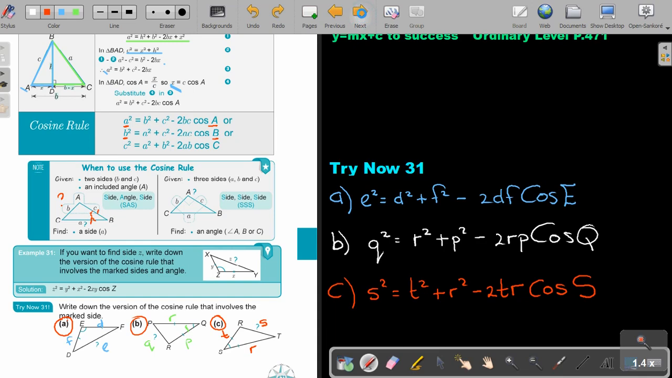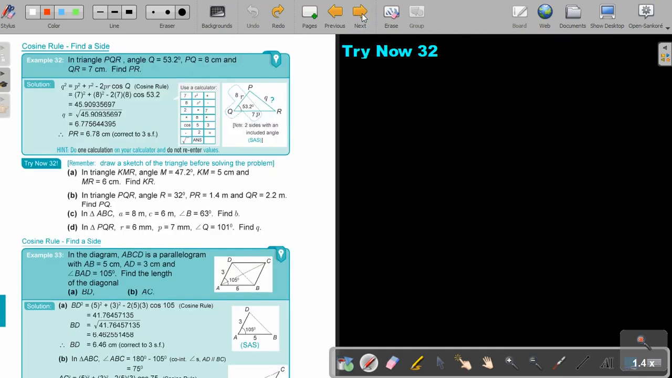Okay, let's move on. Now we will look at the basic sum. Find a side in triangle P, and they gave you all the values, and you just include it. Now, if you're going to do this, then after you write down the formula, so don't forget q squared will be equal to r squared plus p squared minus 2pr cos of q, you substitute.